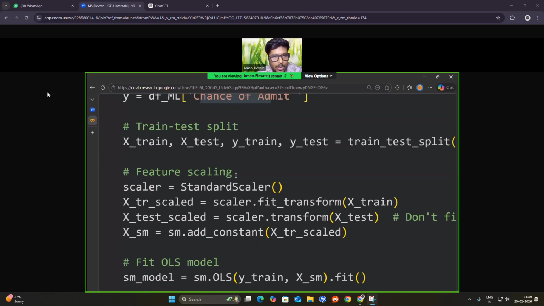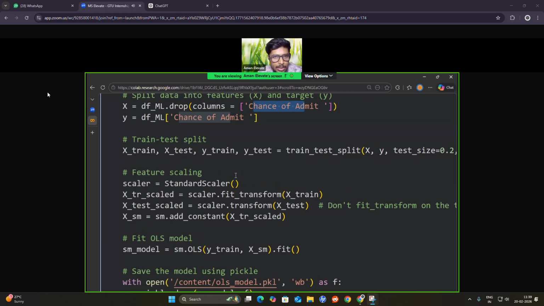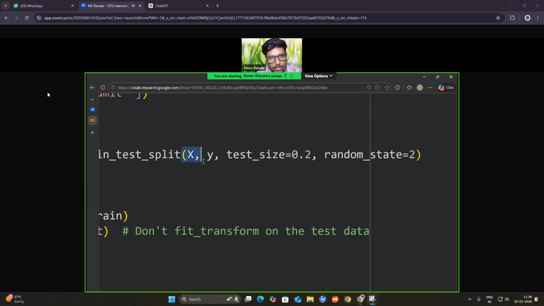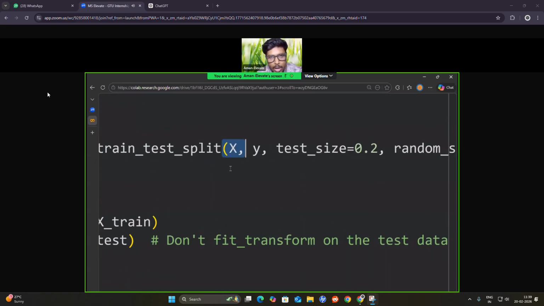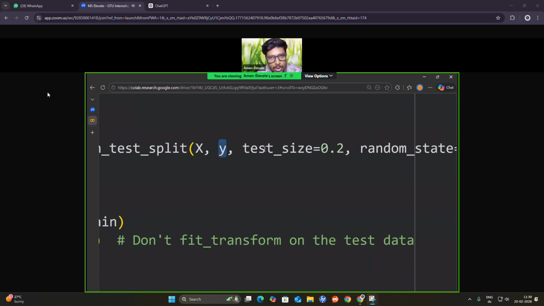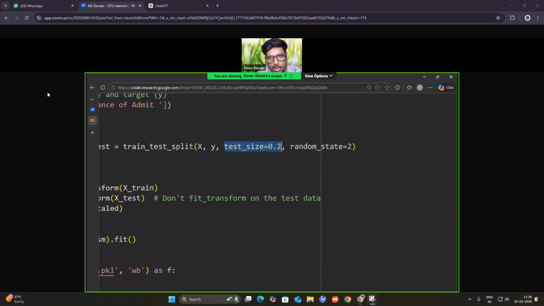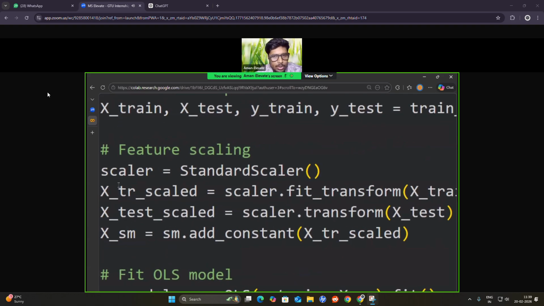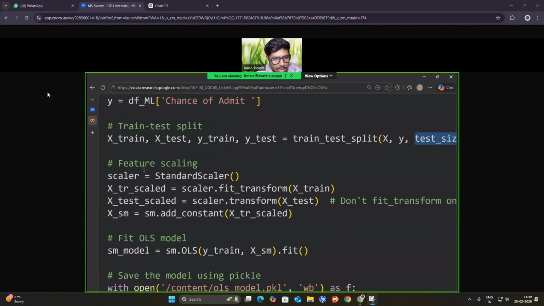X is your independent variables. Y is the ground truth, and how much we are splitting by 0.2. Test size is 0.2, and random state is 2. Random state is just a seeding. Okay. Now, can you see this standard scalar? Can you tell me what is this standard scalar?